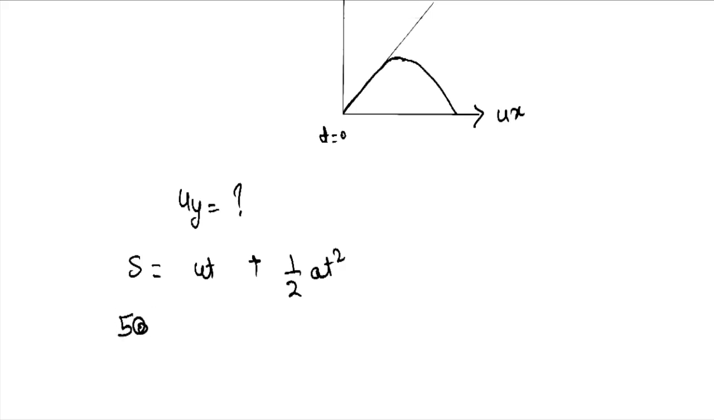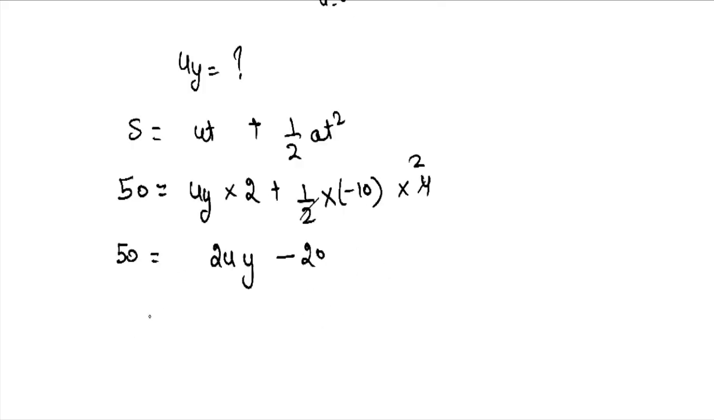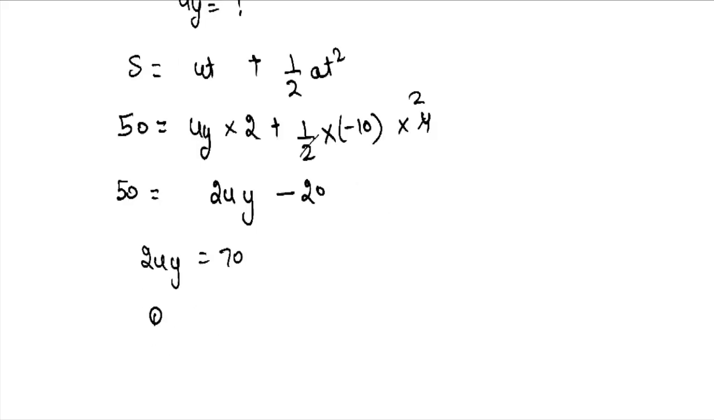So s is 50, and we have uy into t, where t is 2 seconds, and we have half, and acceleration due to gravity is minus 10, and t square is 4. So we have 50 equals 2 uy minus 20, as the 2 and 2 cancel out. From this we get 2 uy equals 70, and so the velocity in the y direction is 70 divided by 2, that is 35 meter per second.